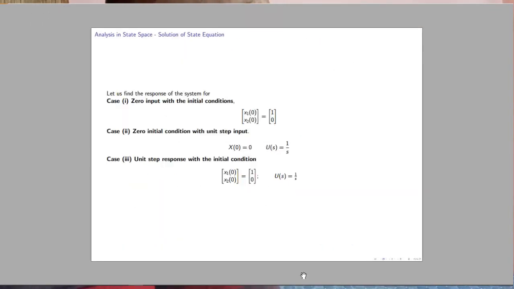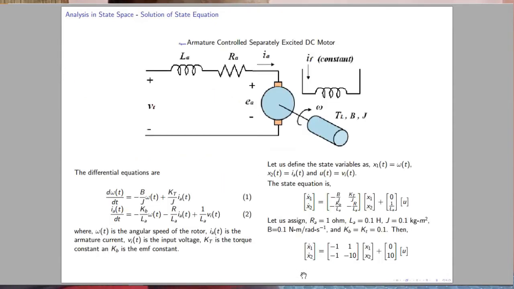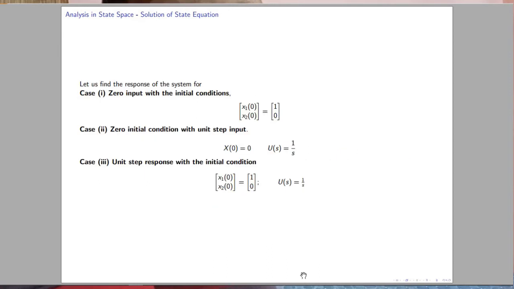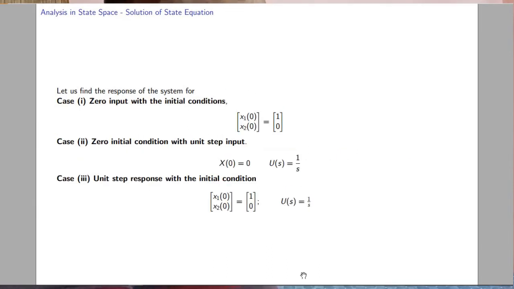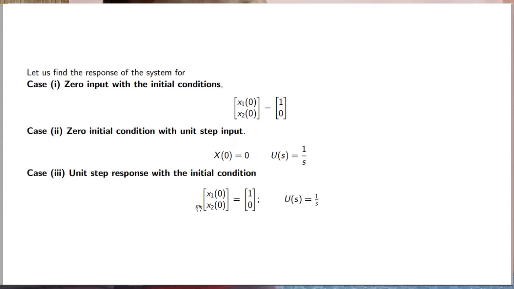So when I solve it, as we have already seen, I'm going to solve it for three conditions, three cases. The cases are these. The first case is zero input with initial conditions, that is only initial conditions. The second case is only input, no initial condition. The third case is both input and initial conditions.